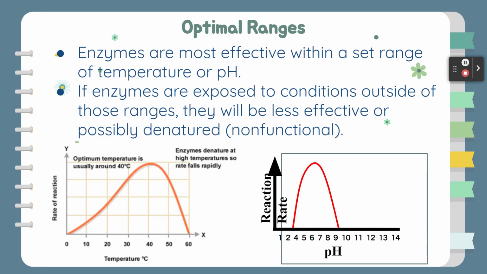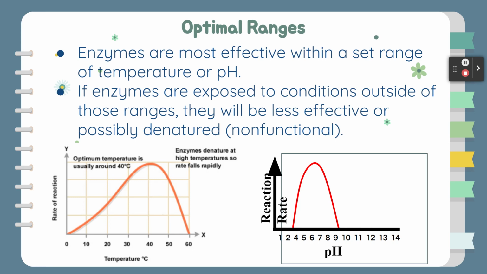Exposure to conditions outside of their optimal range can make enzymes less effective or even denatured. Remember, denatured means that enzymes lose their shape, and that can make them non functional. Right. Factors like pH and temperature can influence enzyme activity. We're going to call those our environmental factors. And the optimal ranges do vary depending on the individual enzyme.